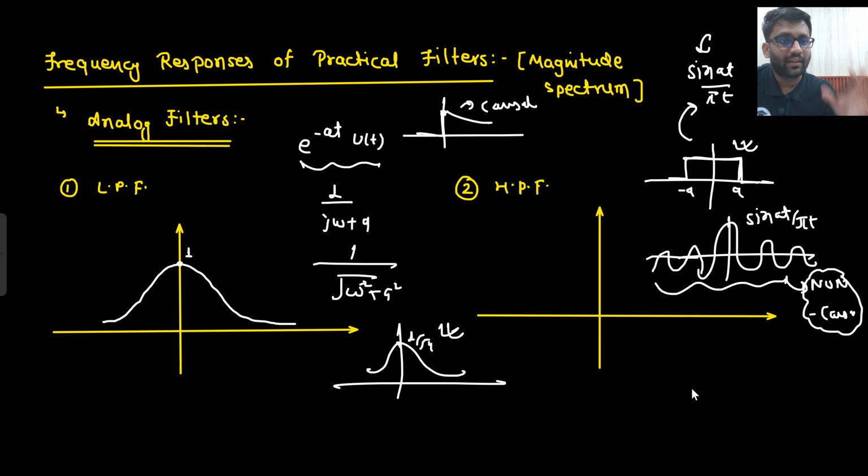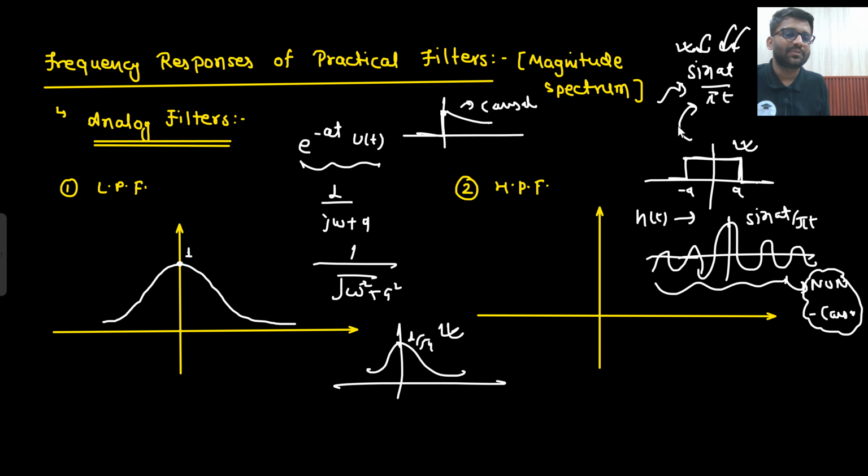So in the actual scenario, in the real world, you will never be able to get this kind of impulse response. This can never be your h of t. This is just the ideal thing that you desire to have. So we want to go near to this particular thing, but we will never be able to reach it.